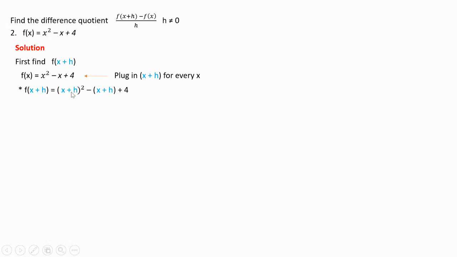Then here we have to multiply the binomial, which is x plus h squared, is x plus h times x plus h, which will give you x squared, because x times x is x squared, and x times h is xh, h times x is xh, and h times h is h squared. The two middle terms, you can actually combine them because they're like terms. So then I'm going to plug that in for the x plus h squared, minus x plus h, plus 4.